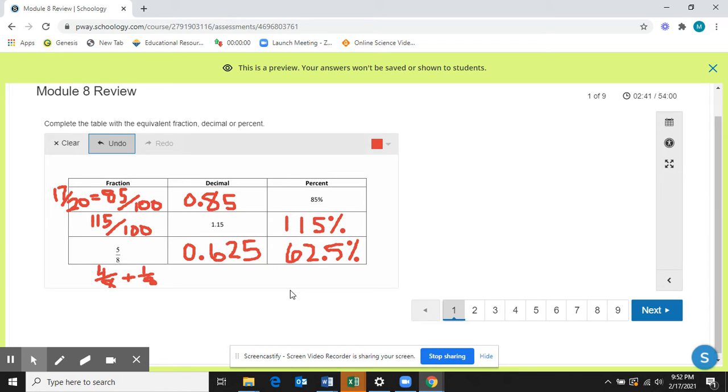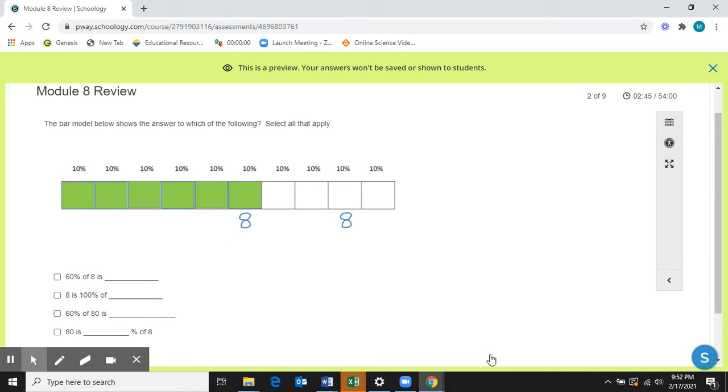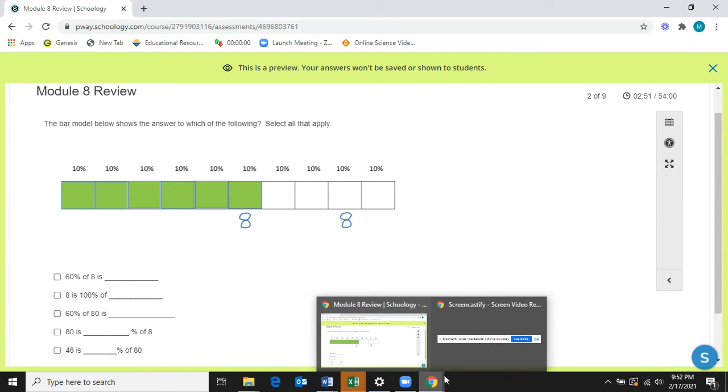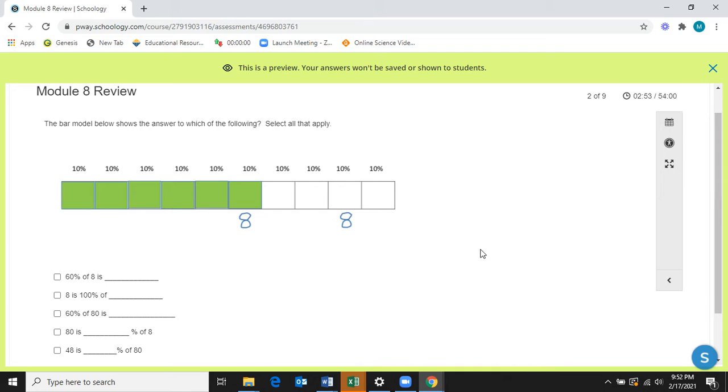That's it for the first question. The bar model below shows the answer to which of the following. Select all that apply, which means usually more than one. The first one says 60% of 8. Remember, of 8 means it's out of 8. Is the whole model out of 8? The answer is no. So I would cross out the first one.